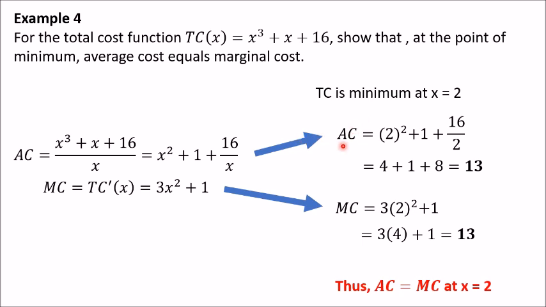We have here average cost equals, okay, from this, substitute x equals 2. So 2 squared plus 1 plus 16 over 2 will become 2 squared is 4 plus 1, 16 over 2 is 8, and 4 plus 1 plus 8 equals 13. On the other hand, for the marginal cost, we have 3x squared. So x is 2. 3 times 2 squared, that's 4. So 3 times 4 is 12, plus 1 is 13. So we have proven that AC equals MC here at x equals 2, which is the minimum.